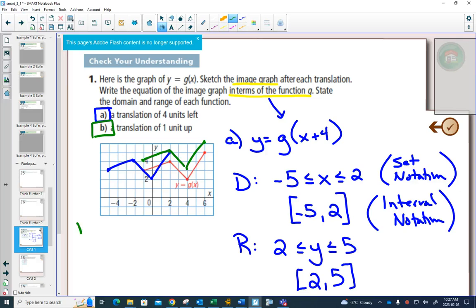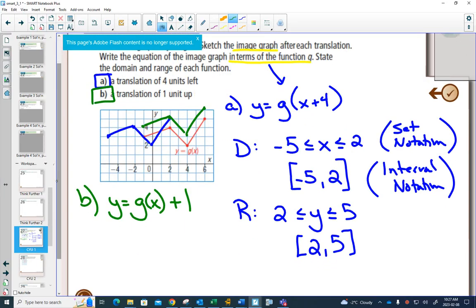Its equation for B: moving things up and down happens outside our function. Whereas things are opposite for x, everything that's with x is opposite of what you think. With the y value outside the function, it's exactly what you think. If you want to move up 1, you go +1. You want to move down 1, you go -1. So this would be the equation in terms of the function g.